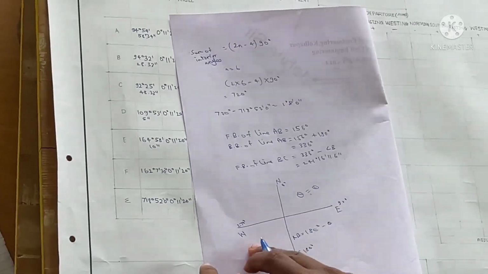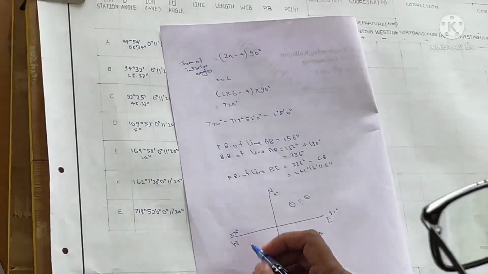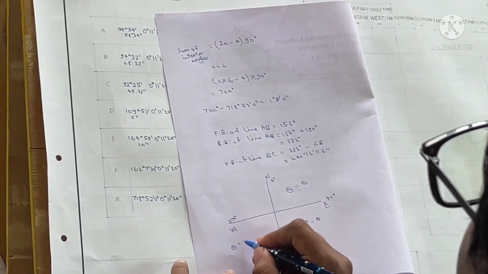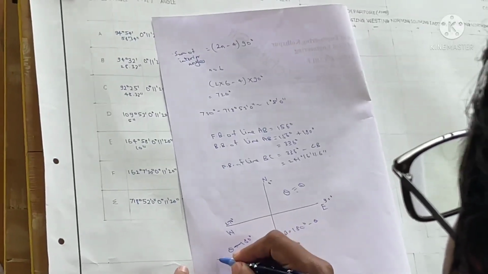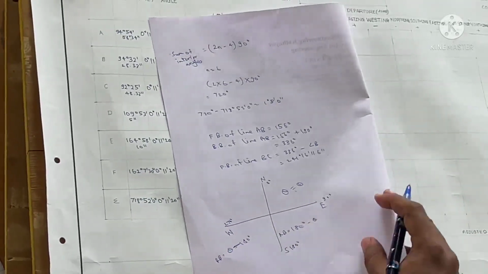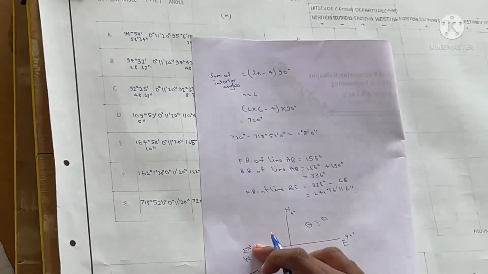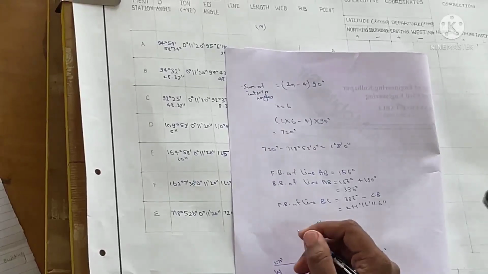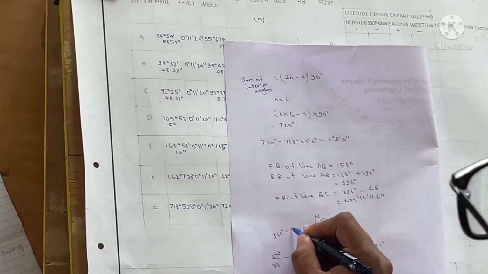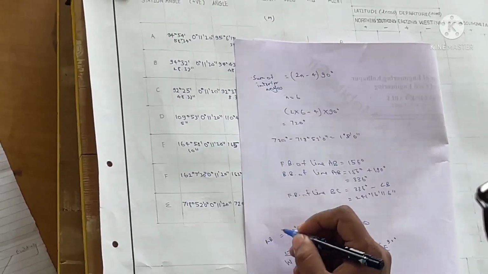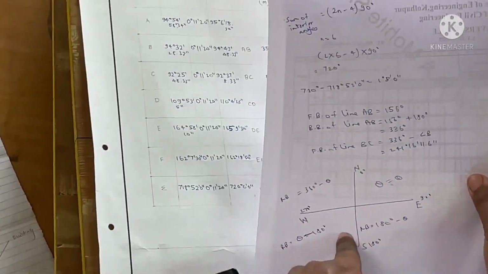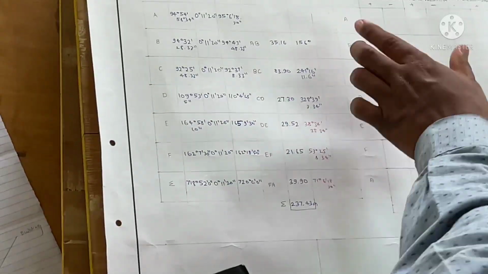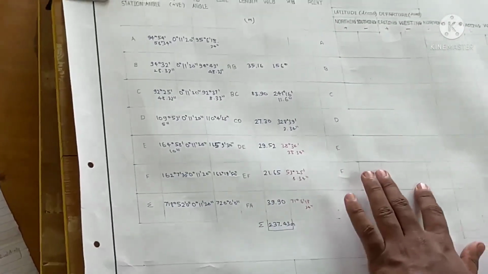In order to calculate the reduced bearing in the southwest quadrant, we are going to deduct the theta of the line from 180 degrees, which will give me the RB. Correspondingly, to calculate the reduced bearing or quadrantal bearing in the northwest quadrant, that is the last quadrant, we deduct theta from 360 degrees, which will give me the reduced bearing. So by using this rule, we are going to calculate the reduced bearing of each and every line, which will be useful further to calculate the consecutive coordinates.